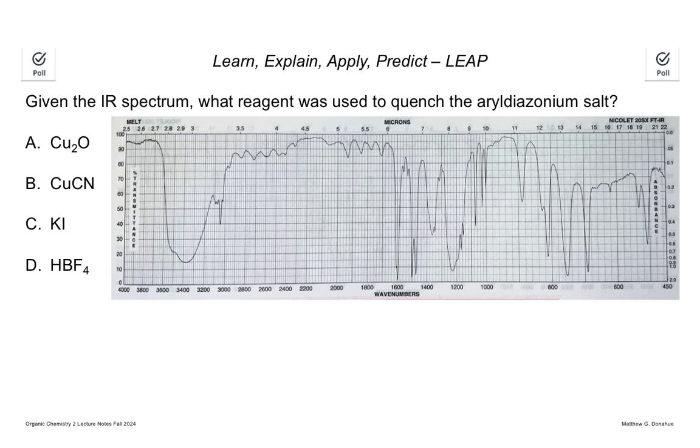And so a question here is, given the IR, what reagent was used to quench the aryl diazonium salt? We can see in region 1 this broad hydrogen bond stretch. So we know that that's an OH stretch, has the OH signature. So essentially we're making phenol. So that has to come from the copper oxide.